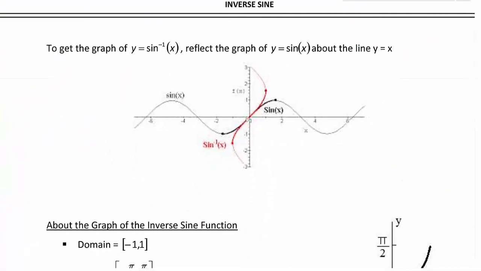So let's talk about the graphs of the inverse sine. To get the graph of y equals sine inverse of x, we're going to reflect the graph of y equals sine of x about the line y equals x. That's just one of our basic properties about inverse functions, that they're symmetric about the line y equals x. So here we have our basic sine. And then here is y equals x, and we just reflected it.